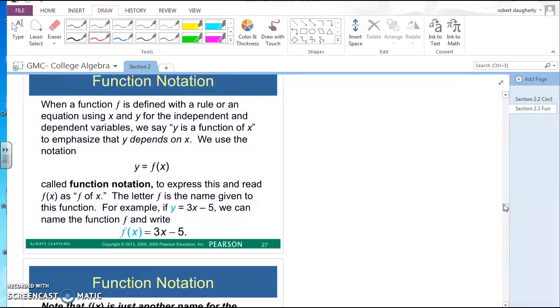What we want to do next is to move into something called function notation. For example, if I've got the line y equal 3x minus 5, we think of y as my dependent variable.